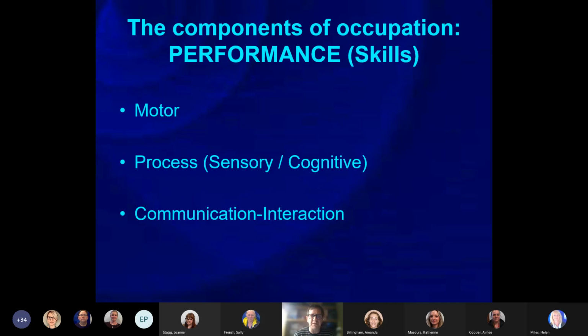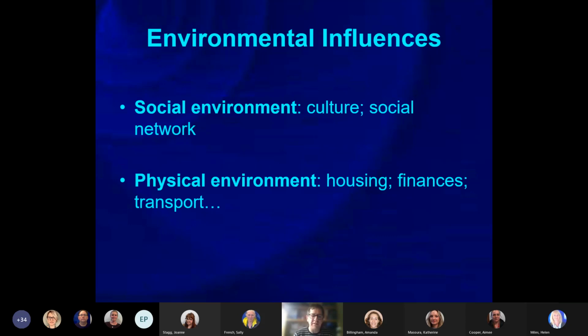Third part of the MOHO is the performance or the skills. So these are the physical, cognitive, and social skills which actually produce the action. But then, so we've covered the things about the person.